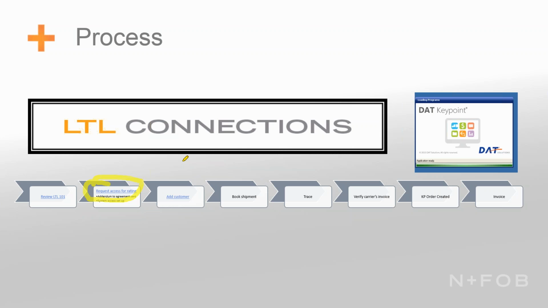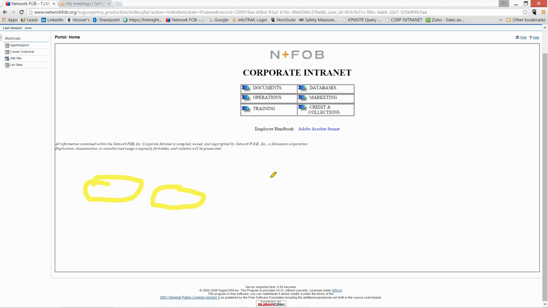The next thing you have to do, if you actually are awarded a shipment, is fill out on the corporate intranet the request to have your customer added. You cannot dispatch a shipment with the rating only option, and I'm going to show you what that looks like in just a moment. What I also want to do right now is take you over and show you real quickly where the documents are that we're talking about.